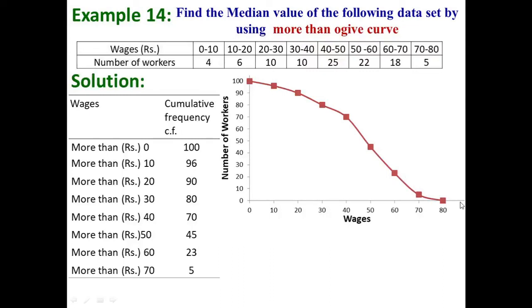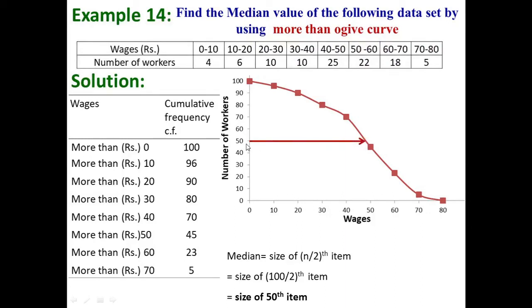As the example is the same, therefore median will be the 50th item. And like in the case of less than ogive curve, we have to find the point on the y-axis, that is 50, and draw a line parallel to the x-axis. From the point where it crosses the curve, we have to draw a line parallel to the y-axis and find the point where it intersects the x-axis. And again we get our median value, that is 48.